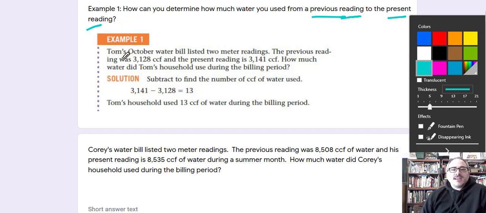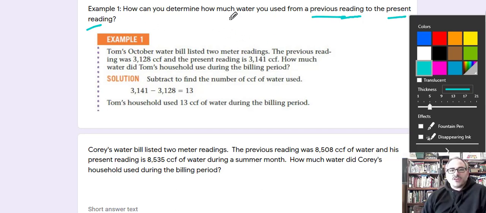But example 1, Tom's October water bill listed 2 meter readings. The previous reading was 3,228 CCF. Remember, CCF is a cubic foot, a cubic foot of volume. In this case, it's a cubic foot of water. And the present reading is 3,141 CCF. How much water did Tom's household use during the billing period?